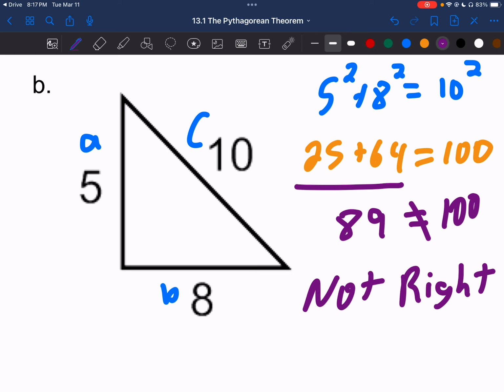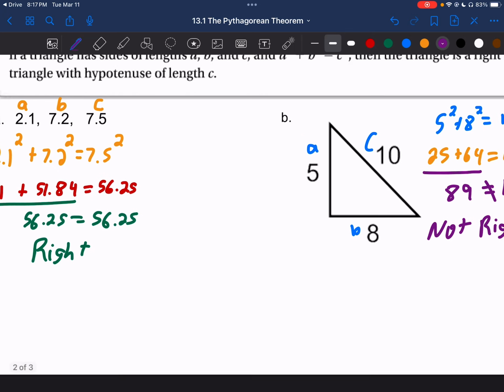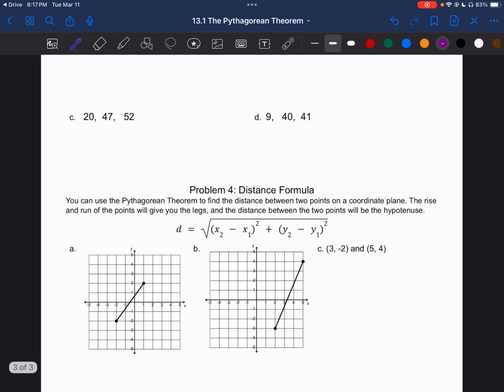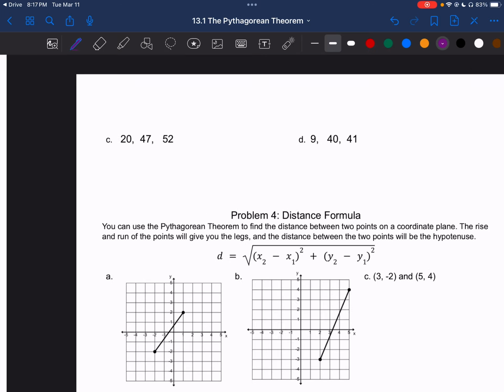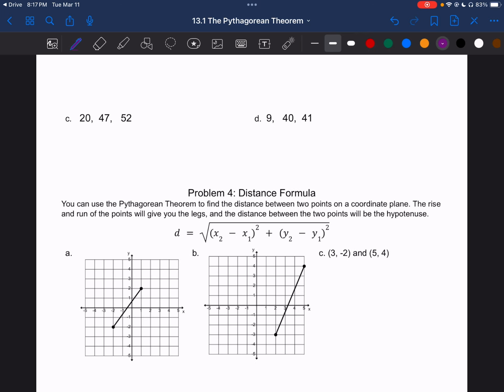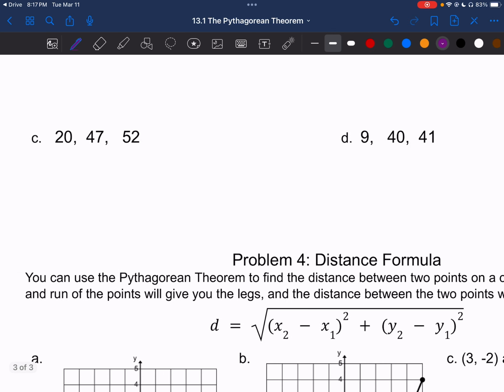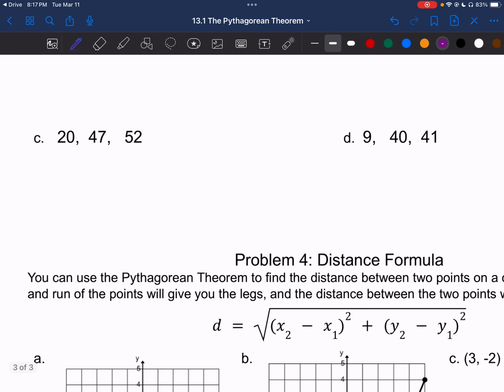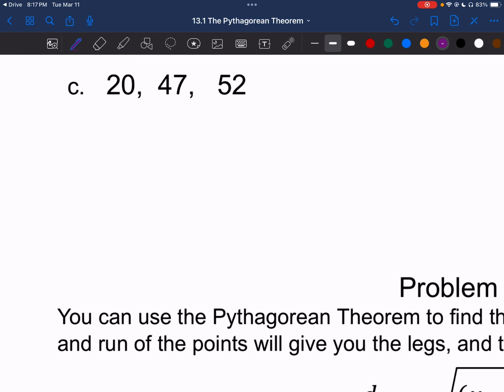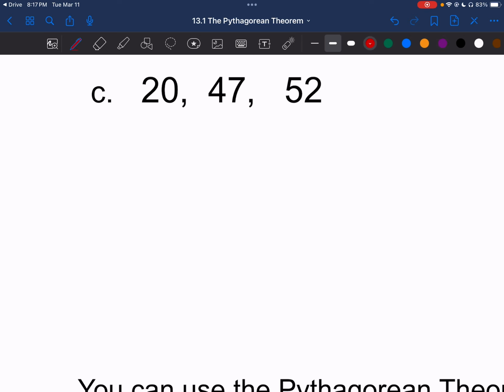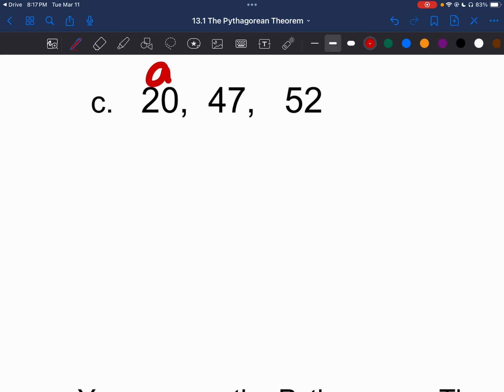All right. On the next page, I'd like you to do letters C and D on your own. You're given, again, just the numerical values of the sides. Your hypotenuse will always be the longest of the sides. All right, letter C. If we look at it, we need to identify our A value, our B value, and our C value. 52 is the longest side. So we have 20 squared plus 47 squared equals 52 squared.